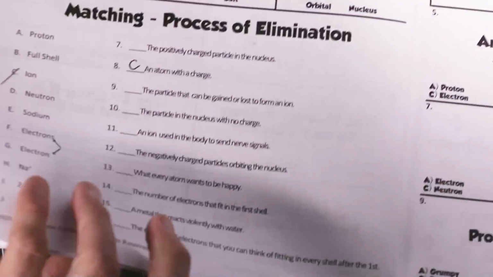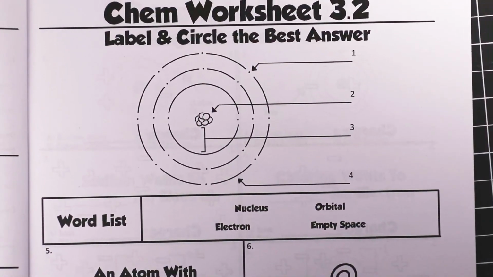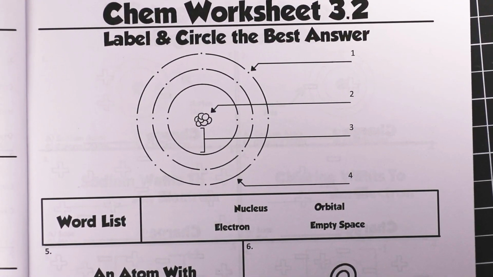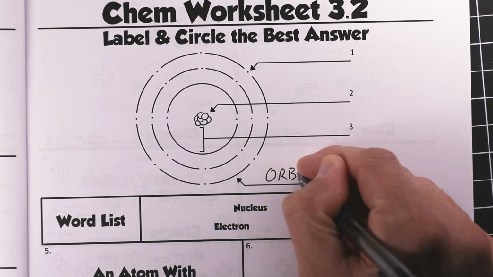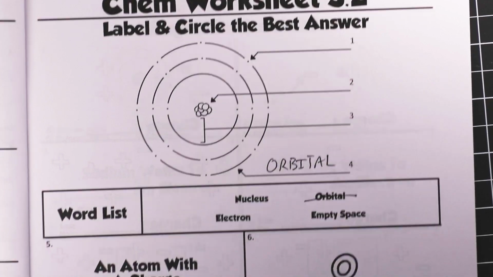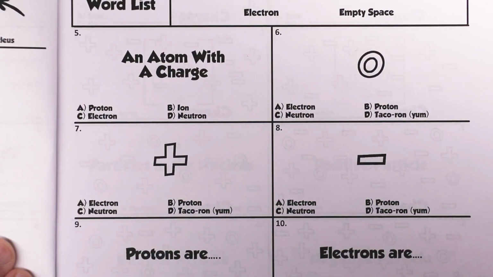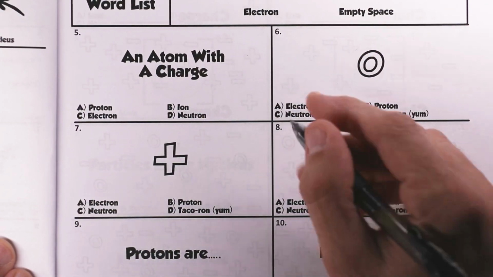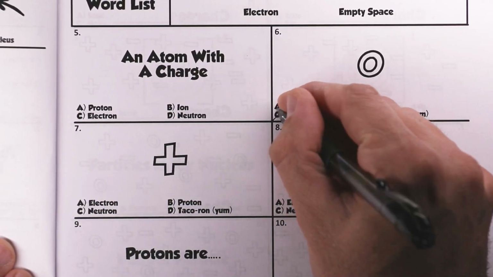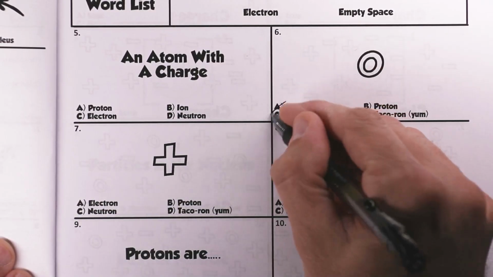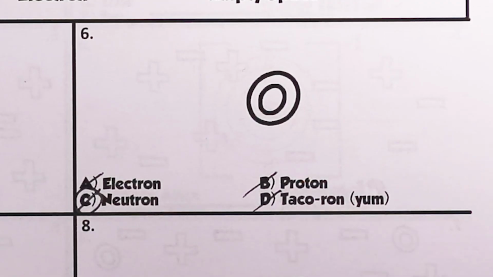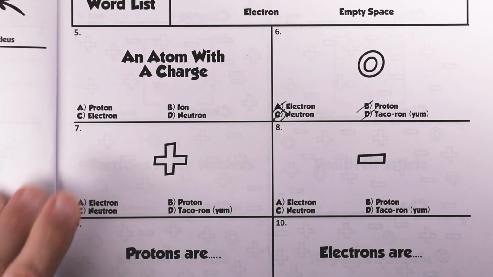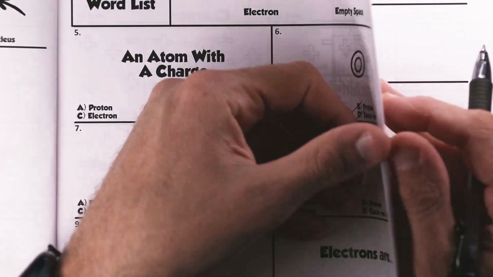All right, moving over to 3.2. This is a beautiful picture of a Bohr's model of the atom. Okay, got to fill in a few words. I'm going to fill in an orbital right here. Okay, down to the bottom. This looks like a 0. It's a symbol that represents a neutron. Whoops, don't cross it off. Circle it. These three are wrong. Taco Ron. Very rare subatomic particle. Yum. Okay, moving on to 3.3.